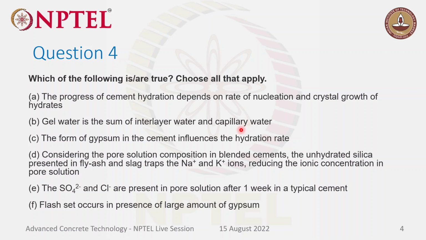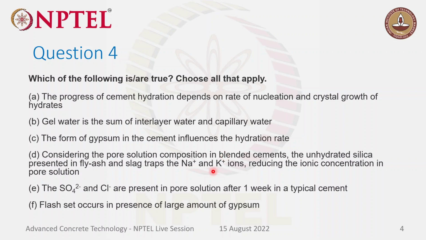It's false. Then coming to option C, the form of gypsum in the cement influences the hydration rate. Yes, because there are different forms of gypsum: calcium sulfate dihydrate, calcium sulfate hemihydrate, and calcium sulfate anhydrate. All these types of gypsum will affect the hydration rate. So option C is also correct.